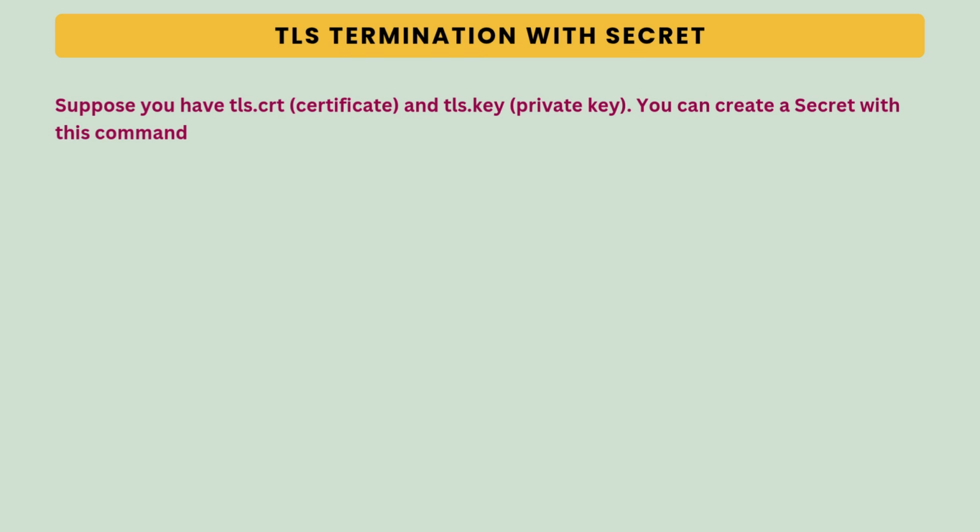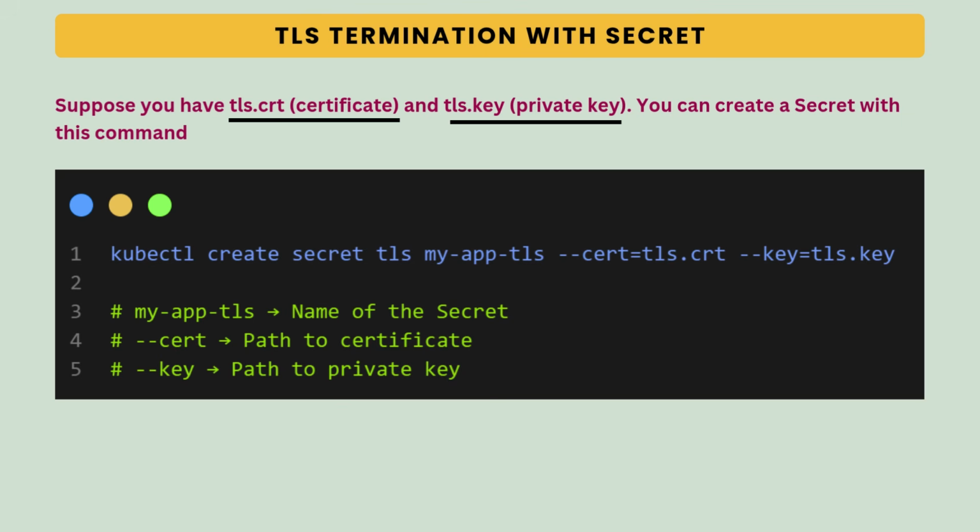Suppose you have a tls.crt, your certificate, and tls.key, your private key. You can create a secret with this command: kubectl create secret and this part. This my-app-tls is the name of the secret, --cert is the path to the certificate, and --key is the path to the private key.